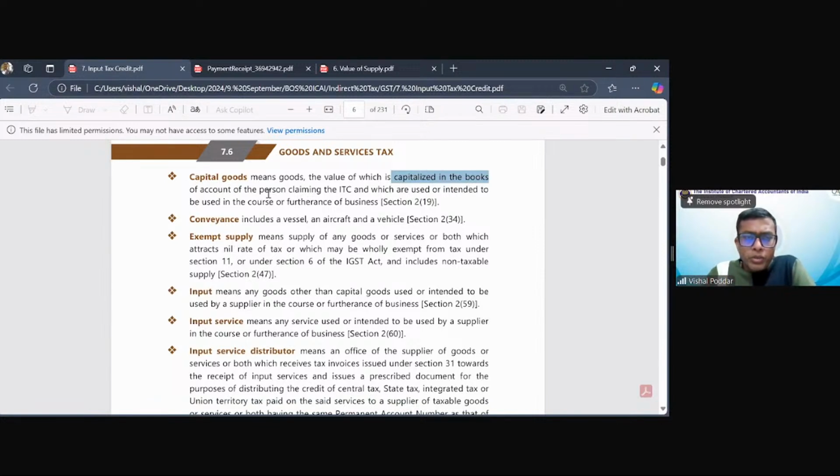So it is capitalized in the books of accounts of the person claiming the ITC and is used or intended to be used in the course or furtherance of business. That is why whatever are your non-business costs, non-business expense, your personal expense, will never be eligible for ITC, because they will never fit in the definition of either capital goods or input service. For example, I buy a refrigerator, which may be a capital good for me. But if it is not for the purpose of my business, it will not be considered capital goods and it will not be eligible for ITC.